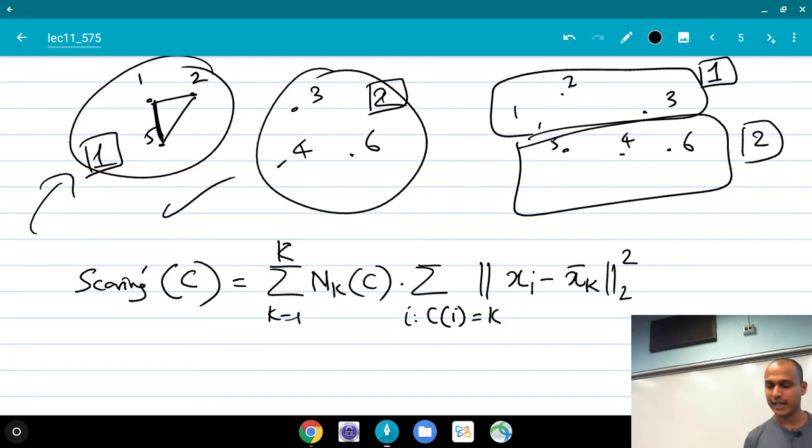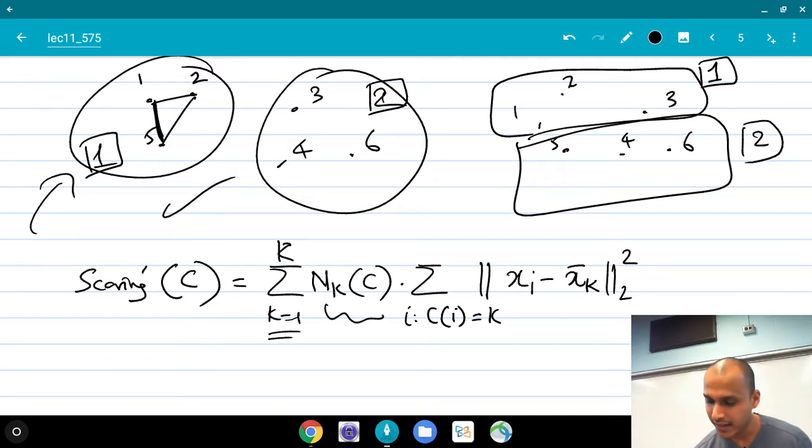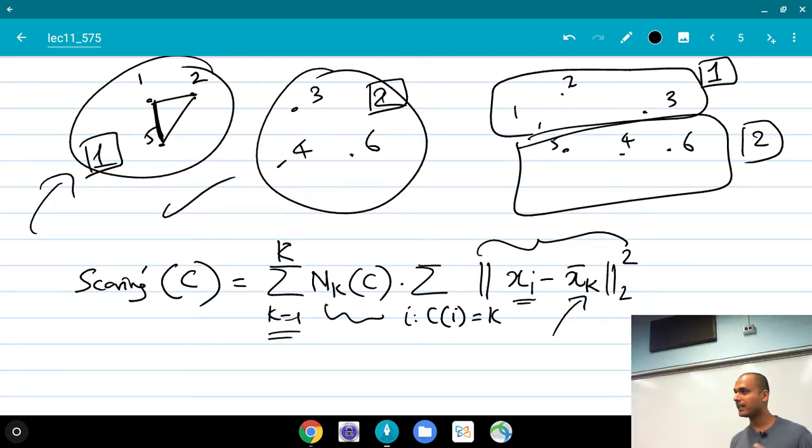What is this capturing? The scoring for a clustering assignment is: pick each cluster that the assignment gives me. For each cluster, what is the number of points? That's like a weight. If the cluster is large, then Nk is large. That times every point in that cluster: how far is it? That's this distance squared, the Euclidean distance from the center of that cluster. What is x bar? X bar is just the average of the points in the cluster.